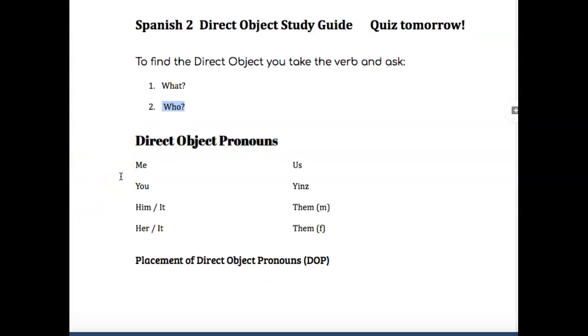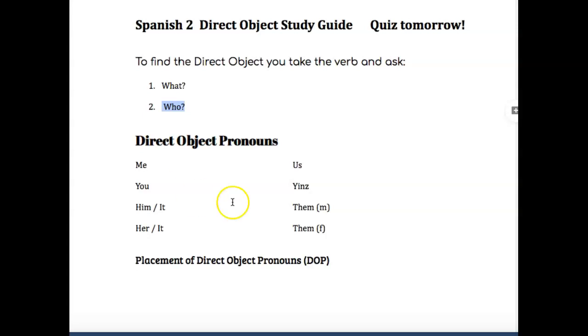Now, you don't need to replace direct objects. If you want to say, I eat the pizza, you say, yo como la pizza. But if you don't want to say pizza 5,000 times, you can replace it with a smaller, more efficient word, it. I eat it. So that's where the direct object pronouns come into play.